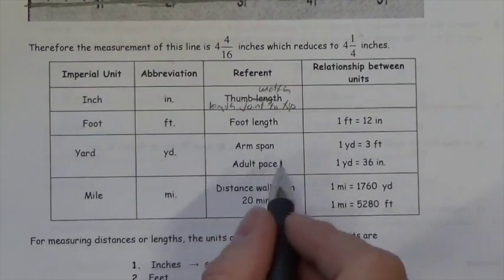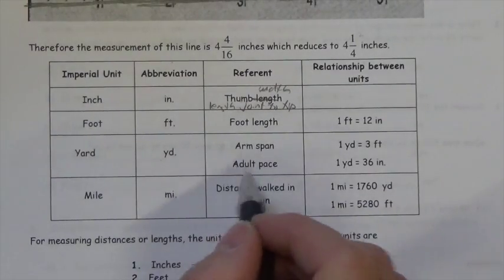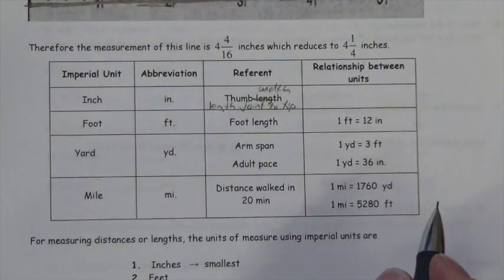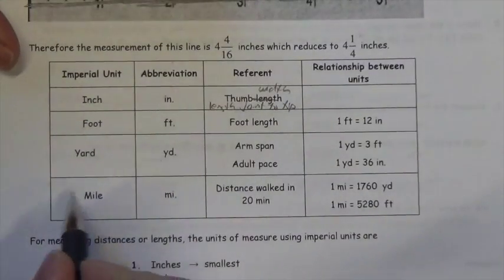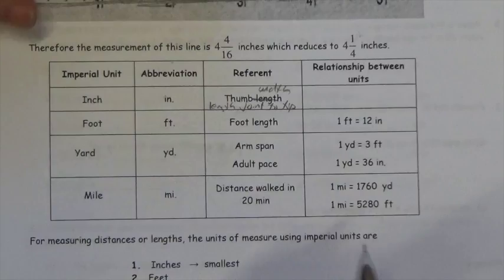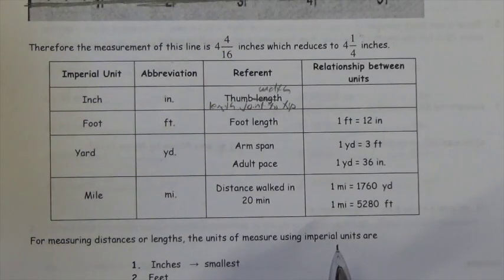Now, another way of doing this is the adult pace. That's why you'll see a lot of times when guys are out playing football and whatnot, and they're counting yardage, they'll just walk it out, and that's close enough. Then we go up to a mile, and it's the distance walked in about 20 minutes.